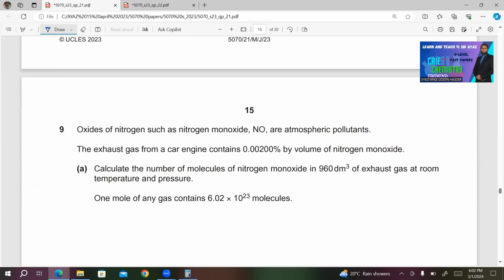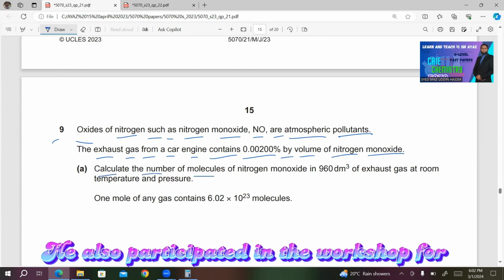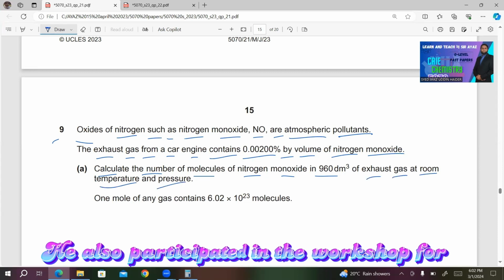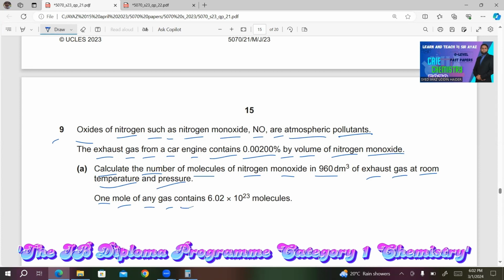Moving to question number 9. Oxides of nitrogen, such as nitrogen monoxide, NO, are atmospheric pollutants. The exhaust gas from a car engine contains 0.002% by volume of nitrogen monoxide. Calculate the number of molecules of nitrogen monoxide in 960 dm cube of exhaust gas at room temperature and pressure. 1 mole of any gas contains 6.02 into 10 raised to power 23 molecules.